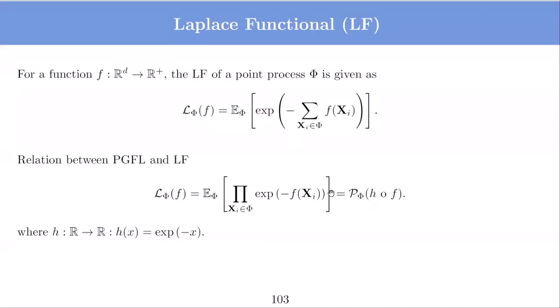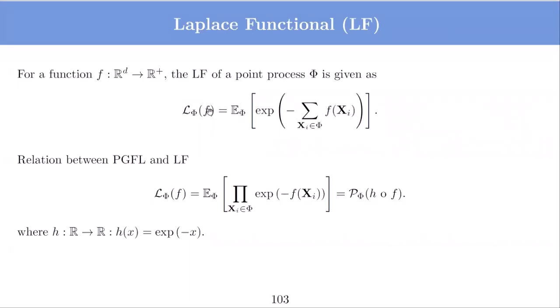Another way to characterize a point process is using the Laplace functional. It is defined the following way: for any function f from R^d to R plus, the Laplace functional of a point process for this function is given as follows. You go to each point, calculate f(x_i), add over all points, take the exponential of minus this sum, and then compute the expectation of this with respect to all realizations. This will be the Laplace functional.